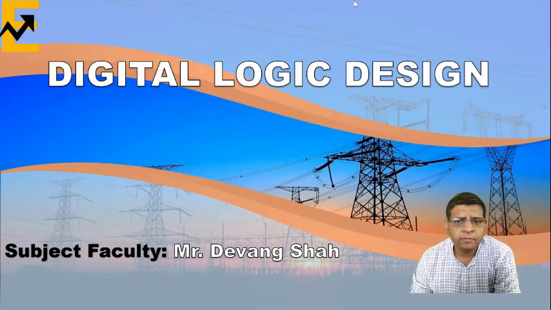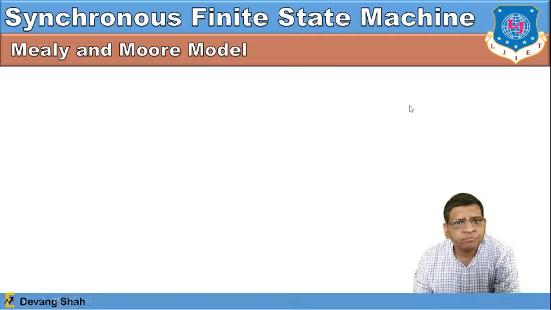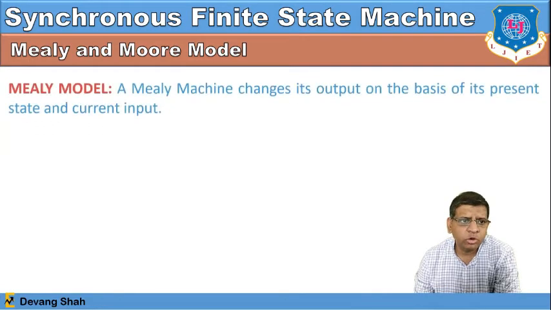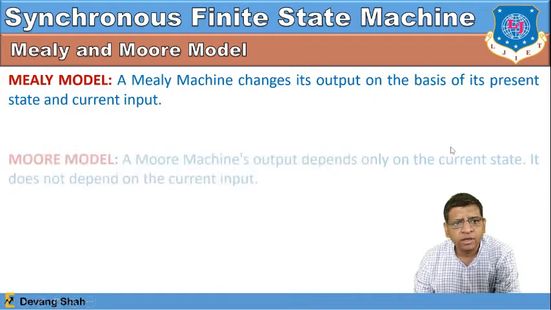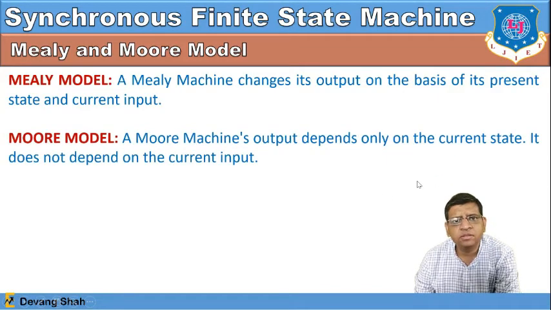So again, we'll further continue here with synchronous finite state machines, where we learn about two types of FSM. One we define as a Mealy model, another one we define as a Moore model. So what is it all about? The Mealy machine changes its output on the basis of its present state and current input, right? In the same way, the Moore model is one where the output depends only on the current state. It does not depend on the current input.